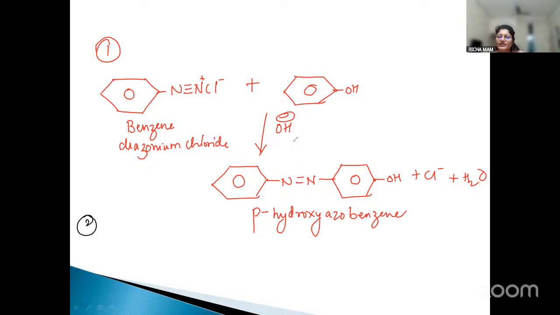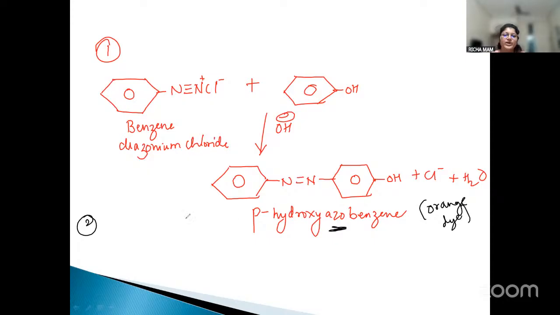Okay, when they react with aromatic compounds like phenol or aniline in a very ice cold solution, they form bright colored dyes. These are called the azo dyes. So this is an example of an electrophilic substitution reaction. This gives rise to the orange dye.